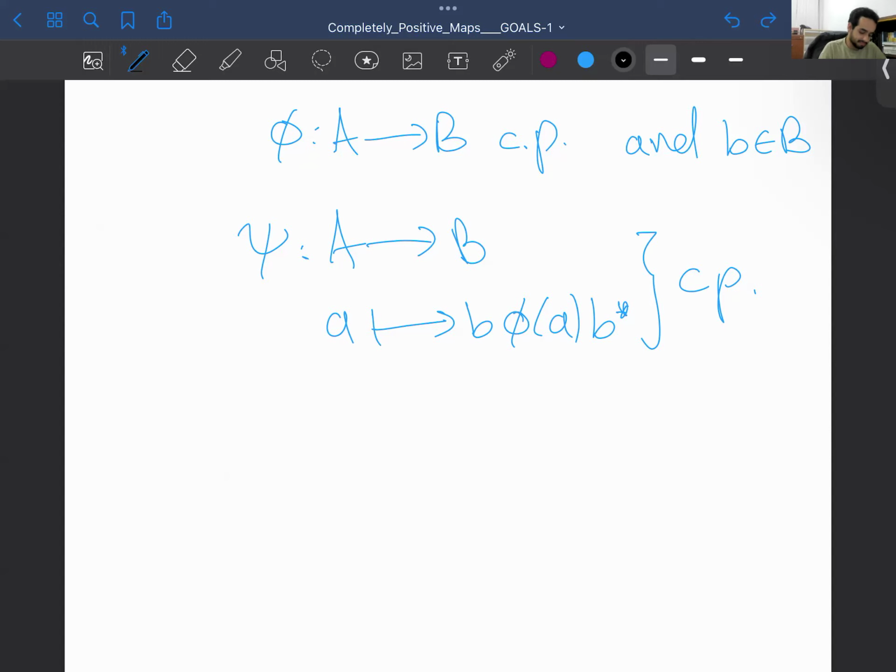There is no standard terminology for this. I call this a compression, but you sometimes assume B is a projection or B is positive to call it a compression. The next theorem tells us that all completely positive maps are of this form.